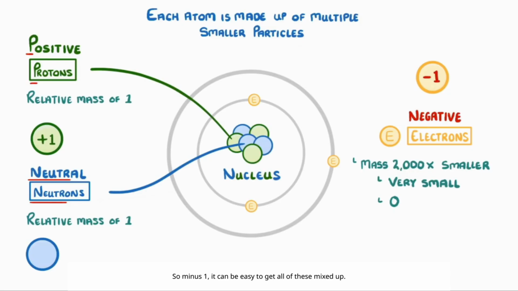It can be easy to get all of these mixed up, but the best way to remember it is that we have positive protons and neutral neutrons. And then we know that the electrons are the only one left, so they must be the negative ones. And remember that both of the particles in the nucleus have a relative mass of 1, but the electrons on the outside are much tinier.